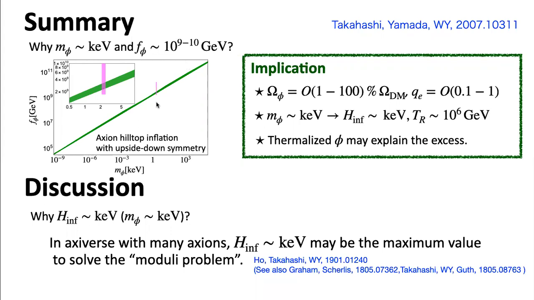We discussed various implications on cosmology. In particular, the Hubble parameter during inflation is predicted to be around keV. Then the next question is why the mass is around keV, or the Hubble parameter is around keV. With Shu Ho, who will be a postdoc at KIAS in Korea, and Fumi, I showed that in axiverse with many axions, the Hubble parameter around keV may be the maximum value to solve the moduli problem.